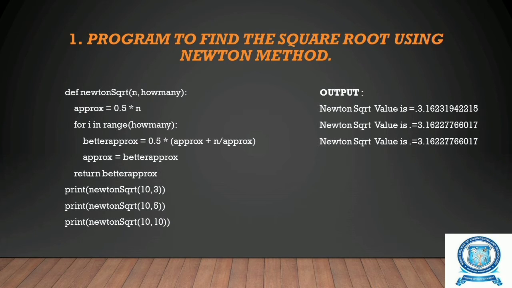Then we print Newton square root of 10 comma 3, 10 comma 5 and 10 comma 10. These values will be passed to n comma how many. With that we calculate the value and obtain the output here. So this output will be obtained.